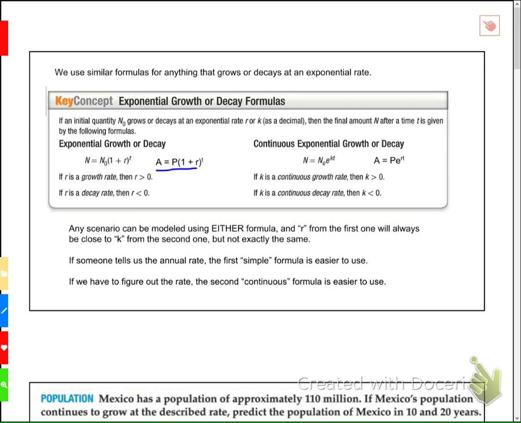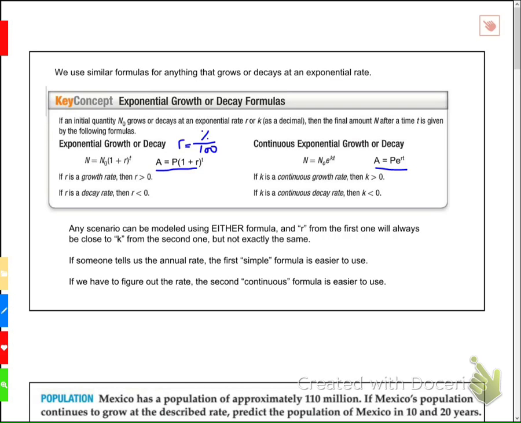A equals P times (1 plus r) to the t, and then the even more familiar, A equals P e to the rt. Okay, now r is a percent value that's been divided by 100. If it is growth, then it is a positive percentage, and if it's decay, then it's a negative percentage, which then gives you something that is greater than 0 or less than 0.